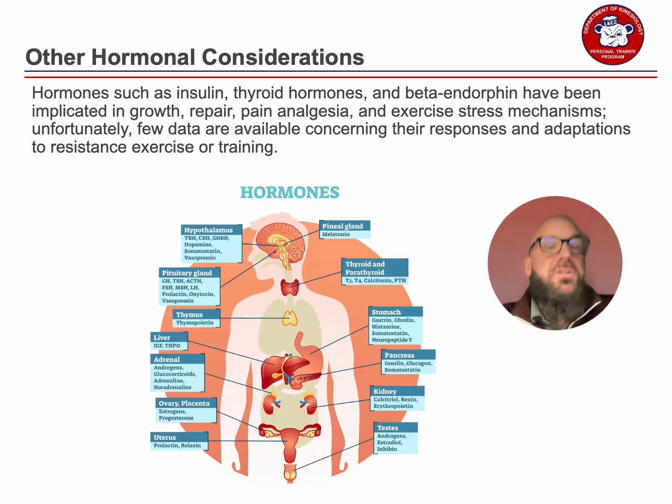Other hormonal considerations, such as insulin, thyroid hormones, and beta endorphins, have been implicated in growth, repair, and pain analgesia. So, as in like an analgesic, meaning the pain goes away. Exercise stress mechanisms: unfortunately, there's limited data concerning their responses in the adaptations to resistance exercise or training. So we've got this whole amazing system, the adrenal system here, and we still are just scratching the surface from a performance perspective of how all this stuff really works.